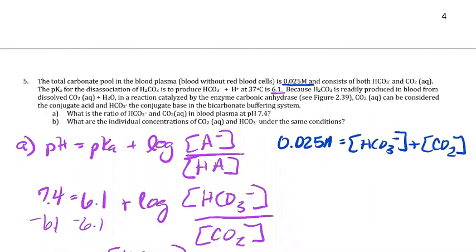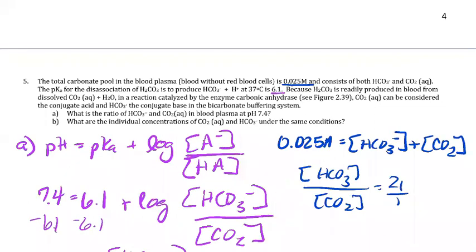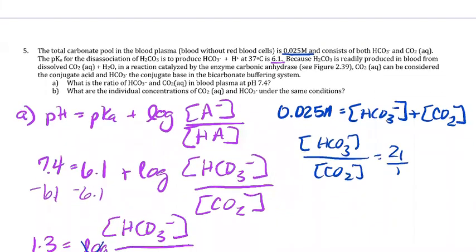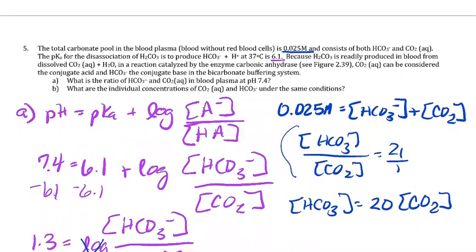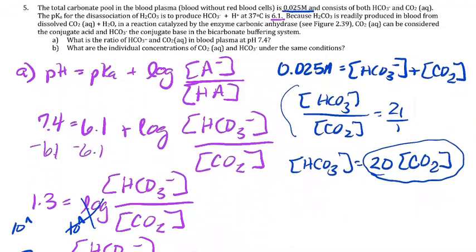The other fact that we just figured out was HCO3 to CO2 was a 20-to-1 ratio, right? So if we take this second thing right here and solve for our HCO3 concentration, HCO3 is equal to 20 times our carbon dioxide concentration. Now, take this that we just solved for and plug it in right up there.